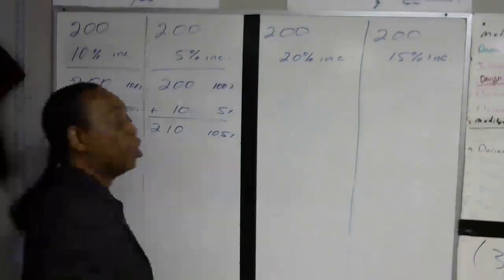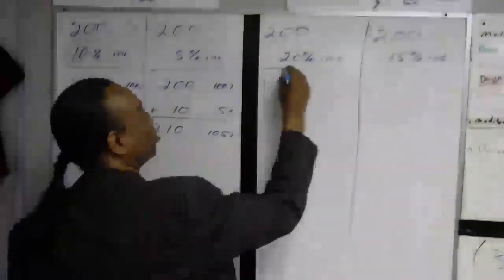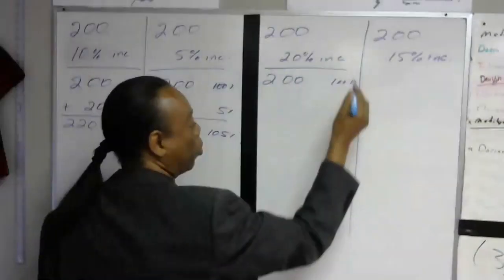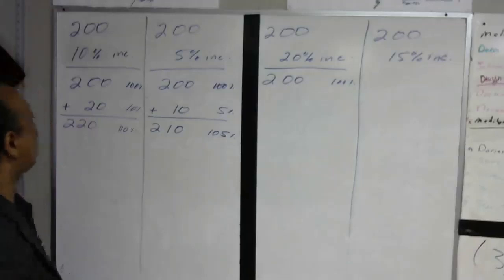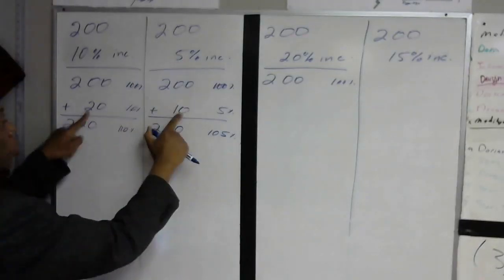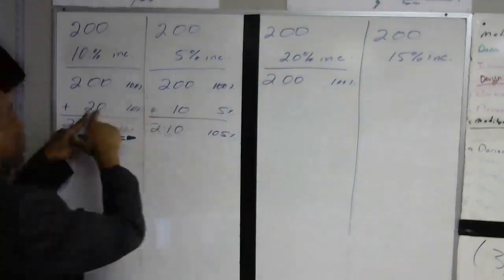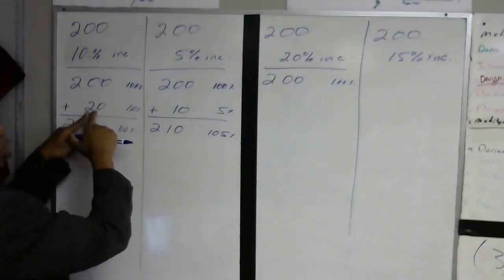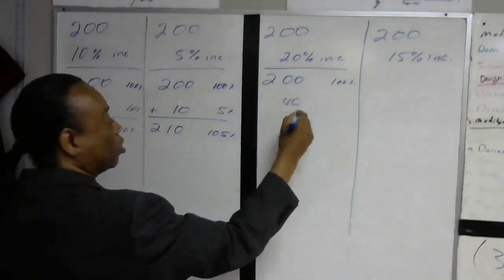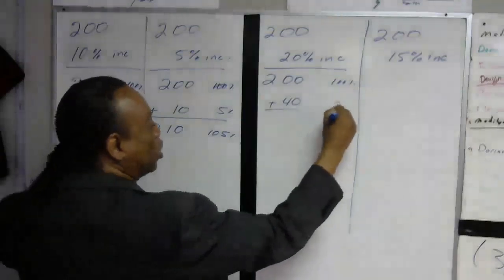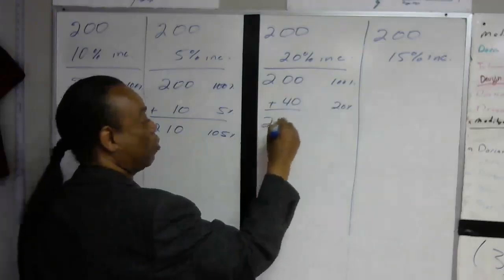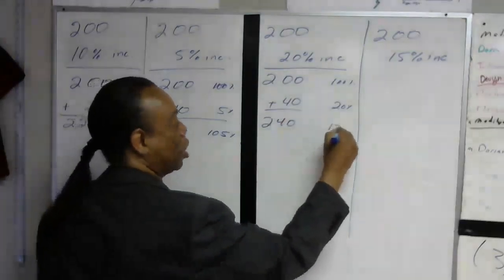Okay, now the 20% increase. Well, the 200 is 100% of the original. And we know that the 10% was 20. 5% is half of it, so it's 10. 20% will be double this. So it's 20 plus 20 is 40. So 40 is actually the 20% that we're going to add. So we add these two, we get 240. This represents 120%.